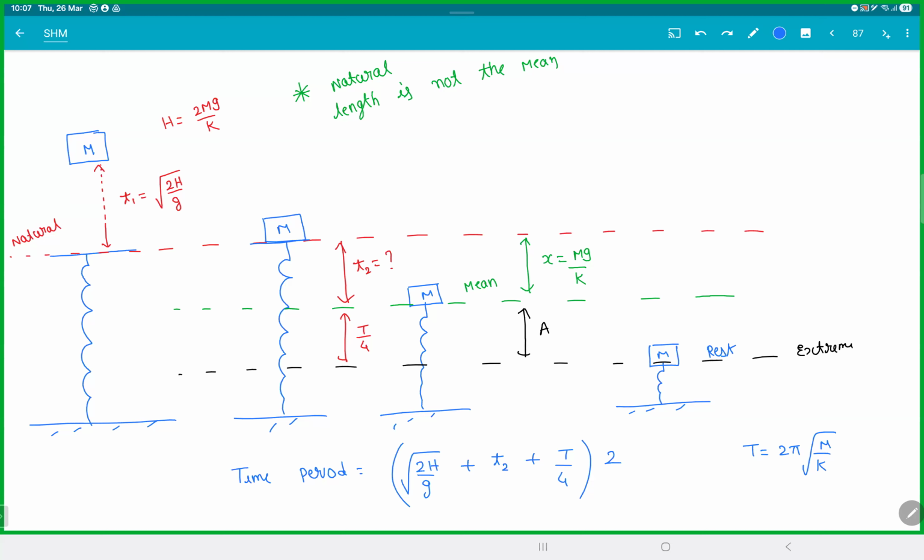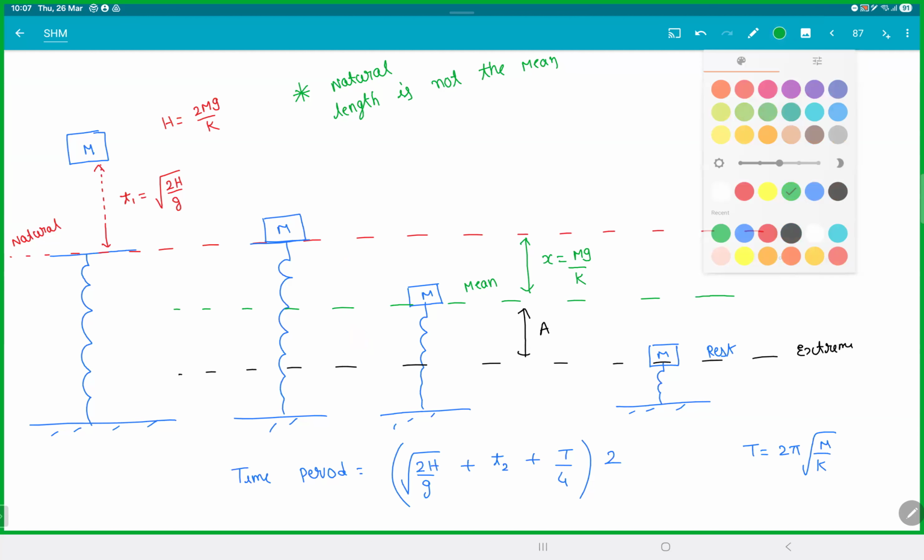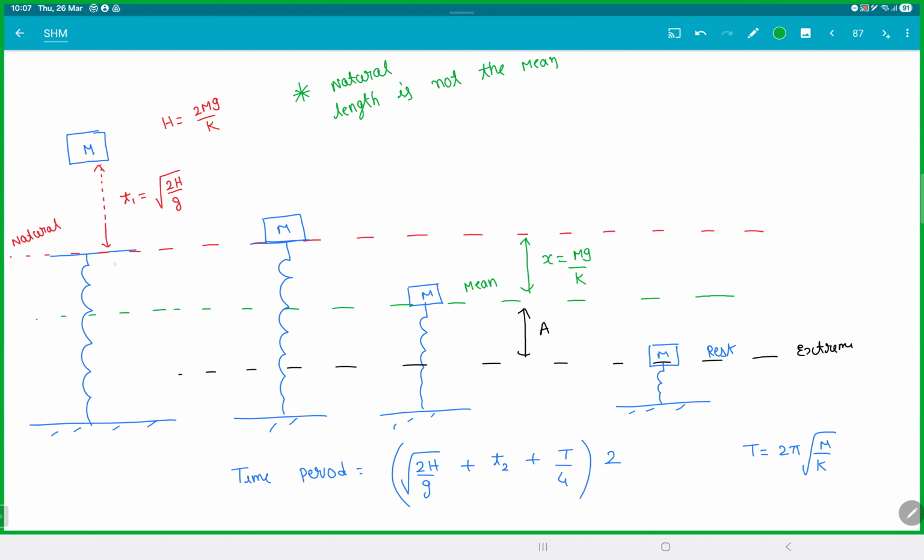Anyone who didn't understand the picture, please ask me. So maybe I'll write t2 and T/4 on the side here. Looks confusing. This is t2. This is T/4.